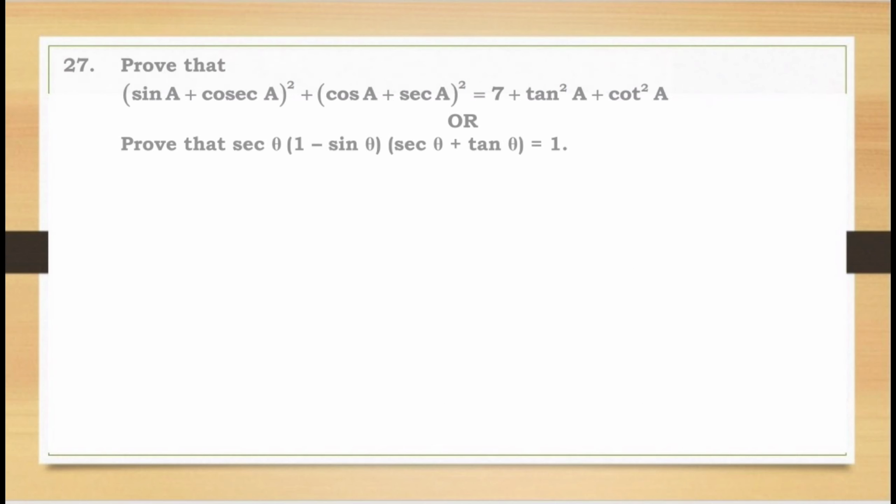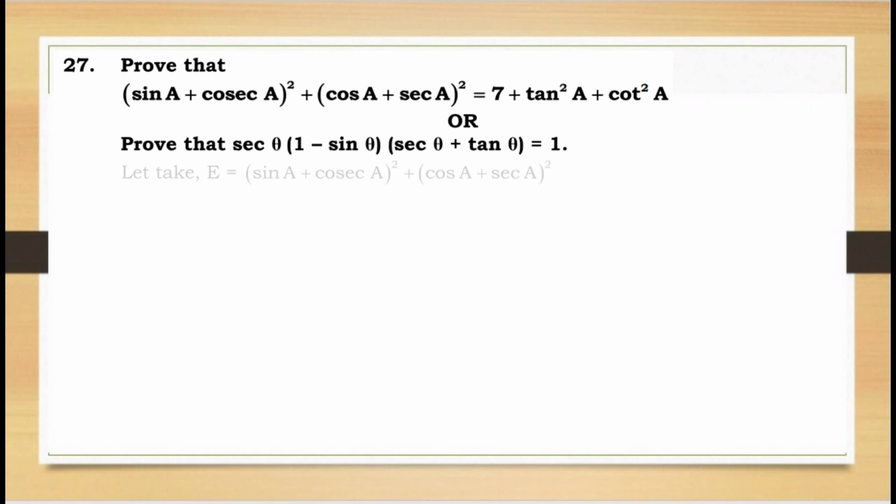27th question is, prove that sin a plus cosecant a whole square plus cos a plus secant a whole square equals 7 plus tan square a plus cot square a, or prove that secant theta into 1 minus sin theta into secant theta plus tan theta equals 1.